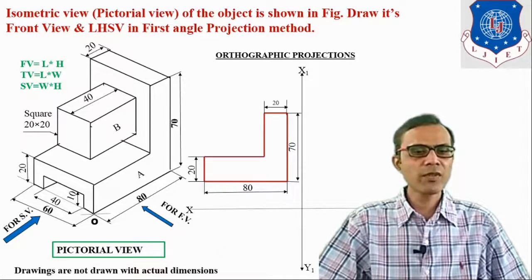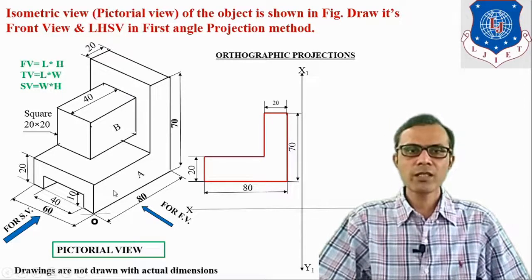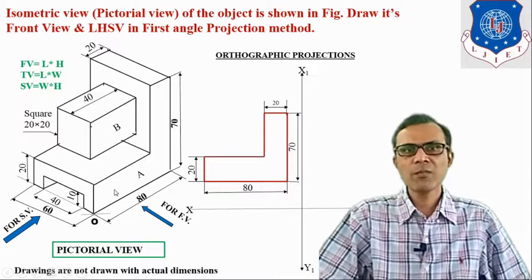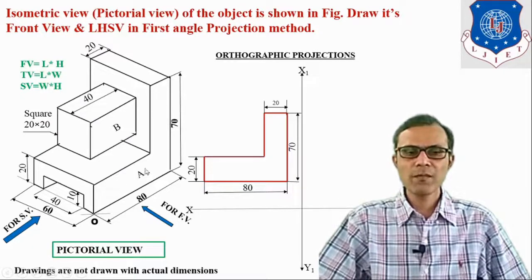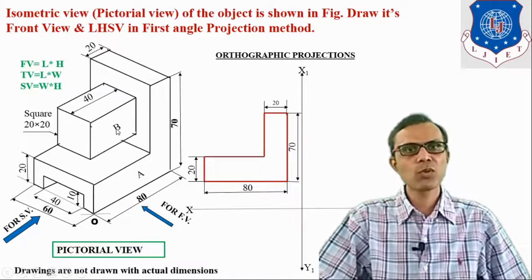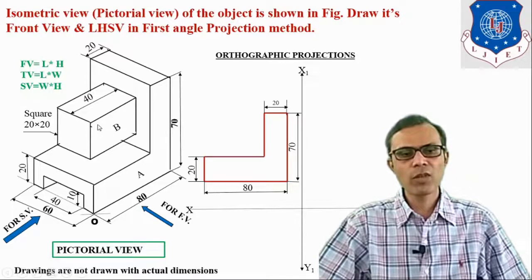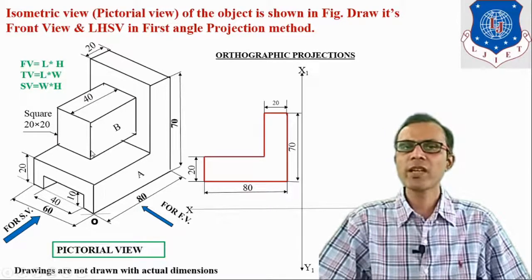Another surface which is visible from this direction. One surface we have completed. We are discussing visible detail first. So that is completed. Now this is the other surface, B surface, which is also visible from the front view direction, and its length is 40. Here this dimension is 40 and this height is 20.